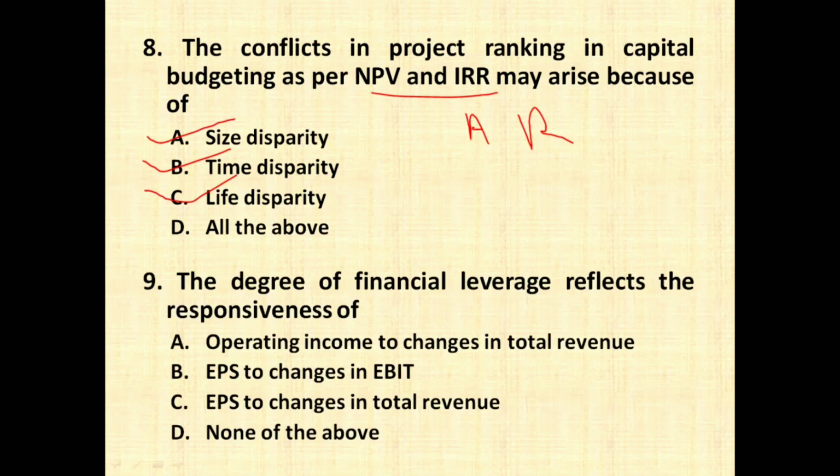Next question is the degree of financial leverage reflects. Now what does financial leverage reflect? You have to understand financial leverage always reflects the changes between EPS and EBIT, right? It shows the relationship between EPS and EBIT. What does operating leverage show? Operating leverage shows the relationship between EBIT and sales, right? And combined leverage shows the relationship between sales and EPS. So there are 3 types of leverage: operating leverage, financial leverage, and combined leverage. Financial leverage is nothing but the relationship between EPS and EBIT.